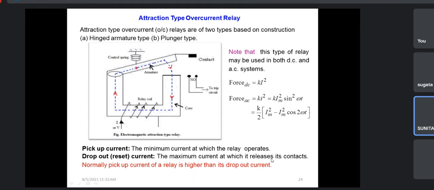Why? Because if I say that the relay should operate above 5 ampere, then obviously when the current is less than 5 ampere, it should be withdrawn. That should be the ideal case. But it is seen that in the case of an attraction type overcurrent relay, the pickup current is more than the dropout current, right? So if the relay picks up at 5 ampere, it drops out at say 4 ampere or 3.5 ampere depending on the circuit. So this is a limitation, because then the dropping out of the relay is not deterministic.